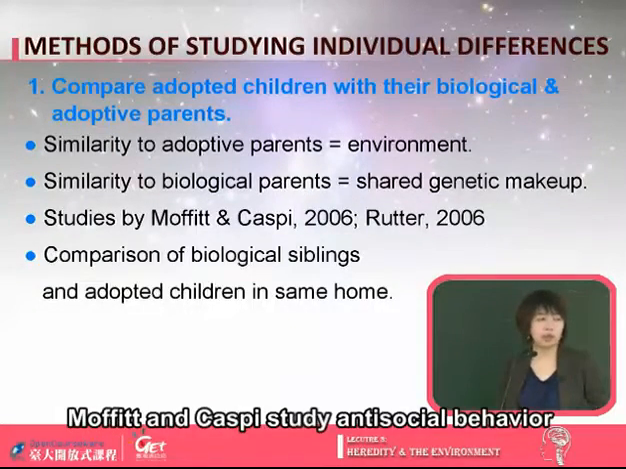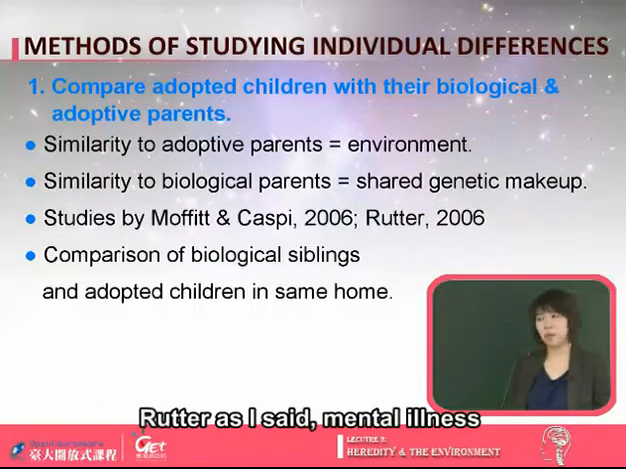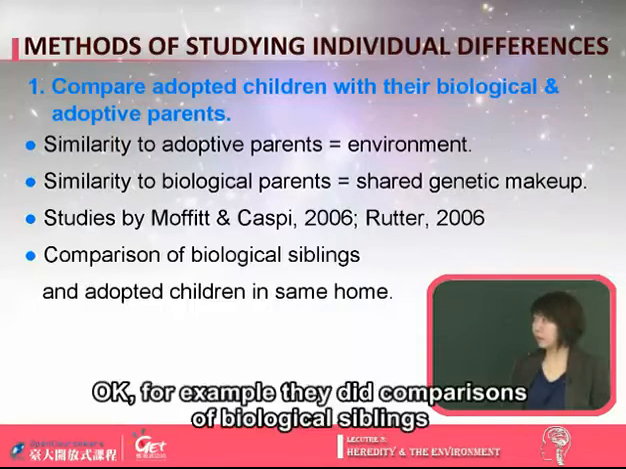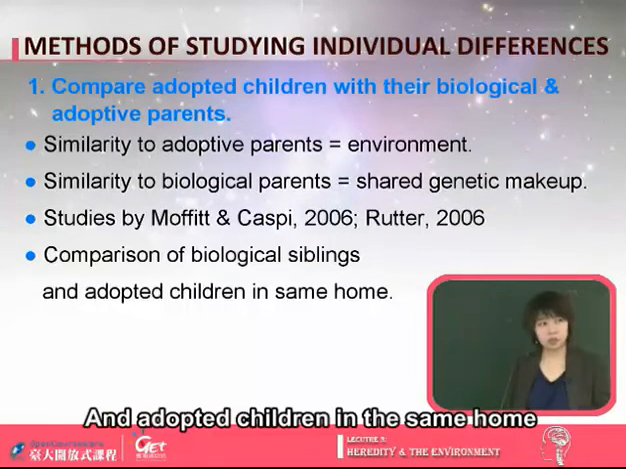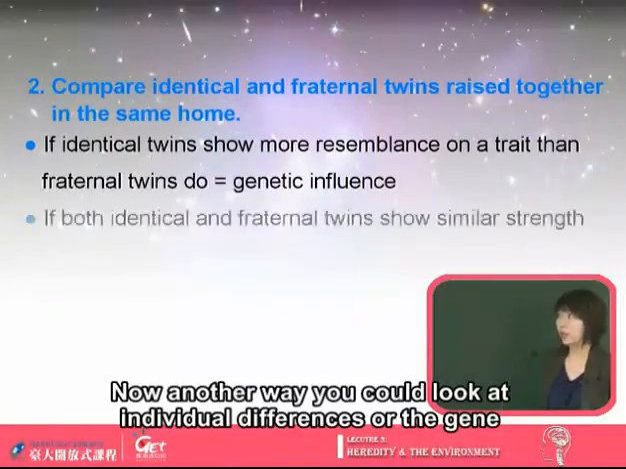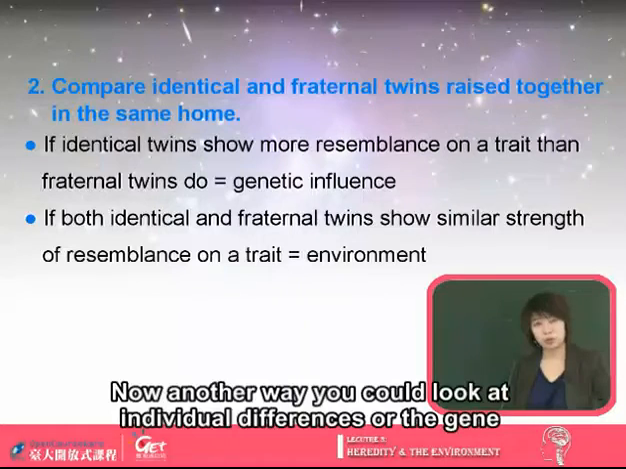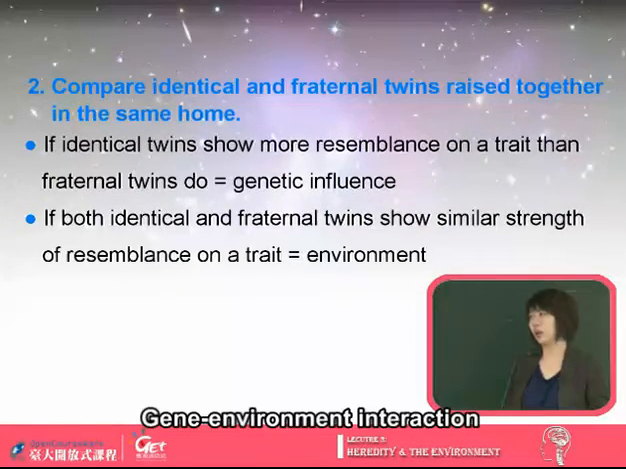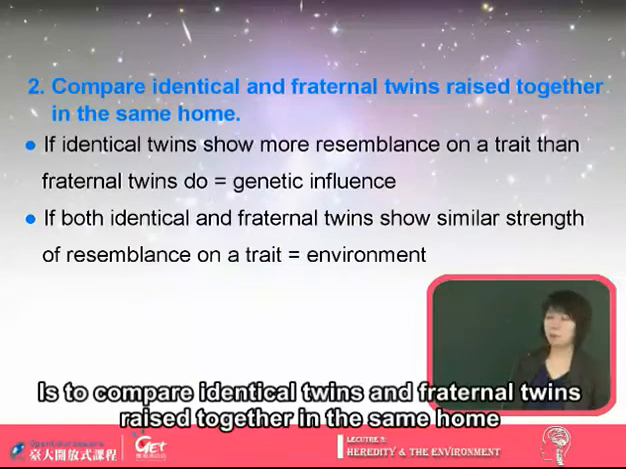Moffitt and Caspi study antisocial behavior. Rutter, as I said, mental illness. Okay? For example, they did comparisons of biological siblings and adopted children in the same home. Now, another way you could look at individual differences or the gene-environment interaction is to compare identical twins and fraternal twins raised together in the same home.